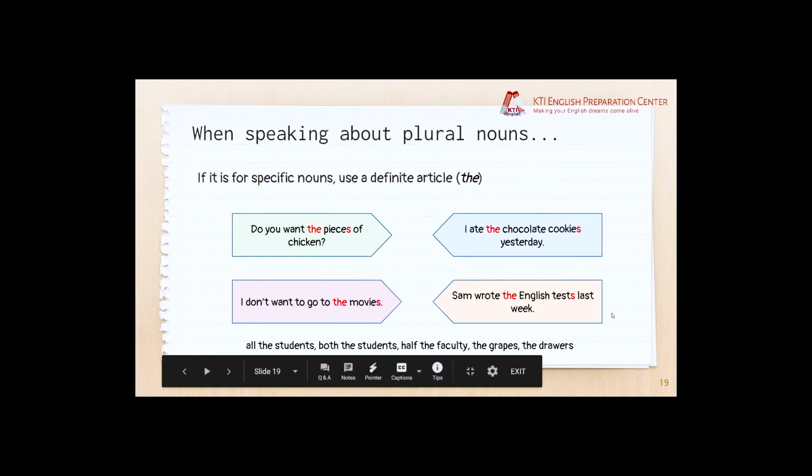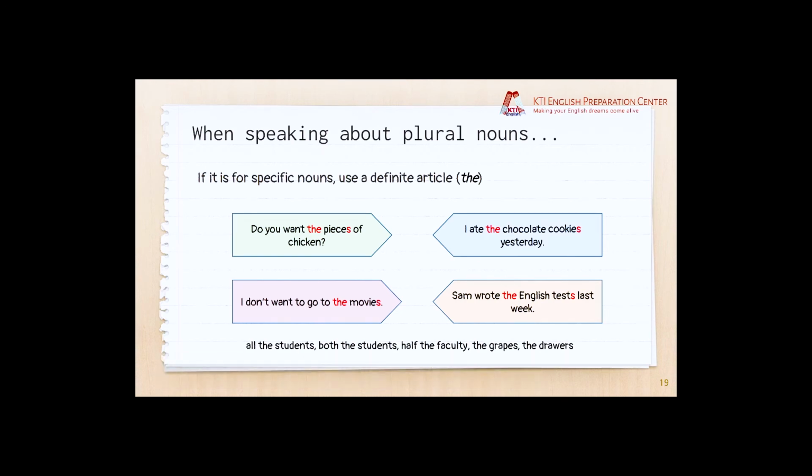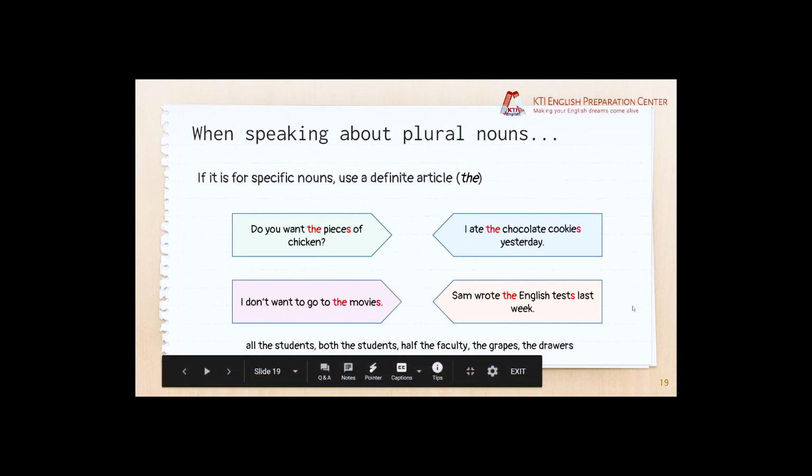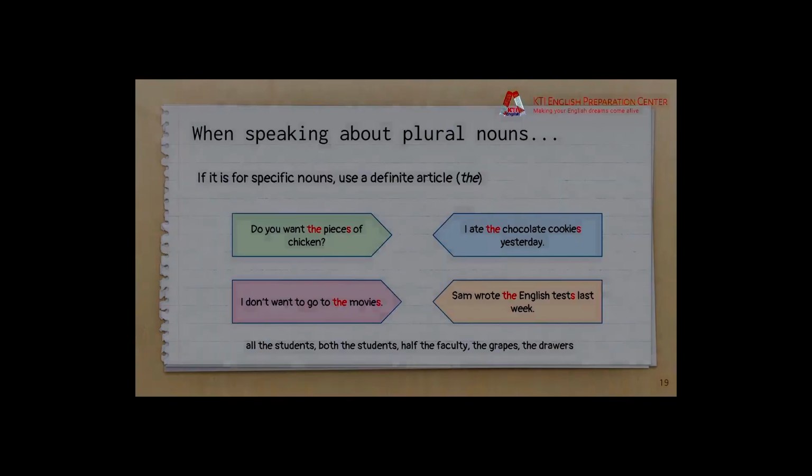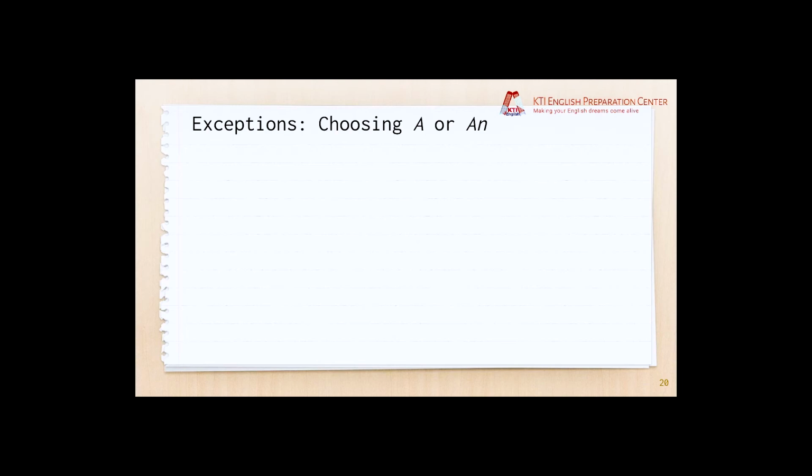Here we've got all the students, both the students, half the faculty, half the group, the grapes, the drawers. We're talking about specific nouns here, and they're all plural, so we use the. Okay, here are the exceptions.